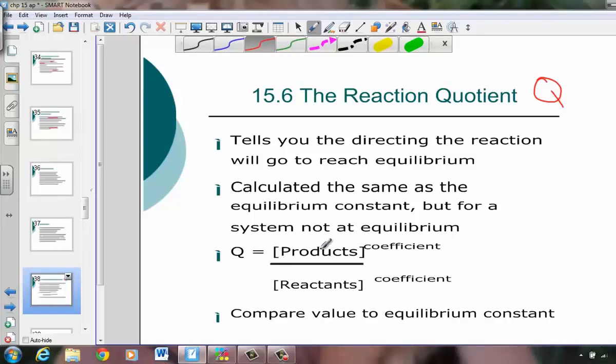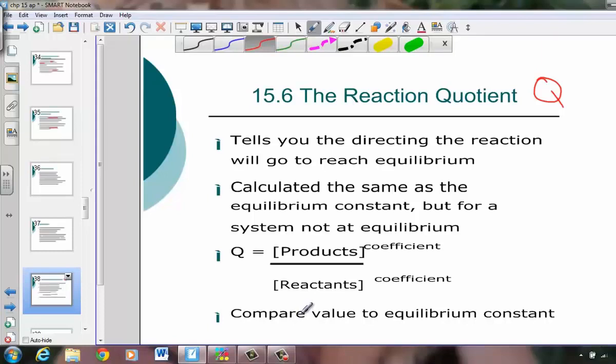So Q is products over reactants, where the coefficients become the power with which we raise our molarity concentration units. And it's a number. The number that we get is a Q, a quotient, which just means that we're dividing products over reactants. And it's the size of the number that becomes important to us as we decide, is this equation proceeding towards the products, heading to the right?